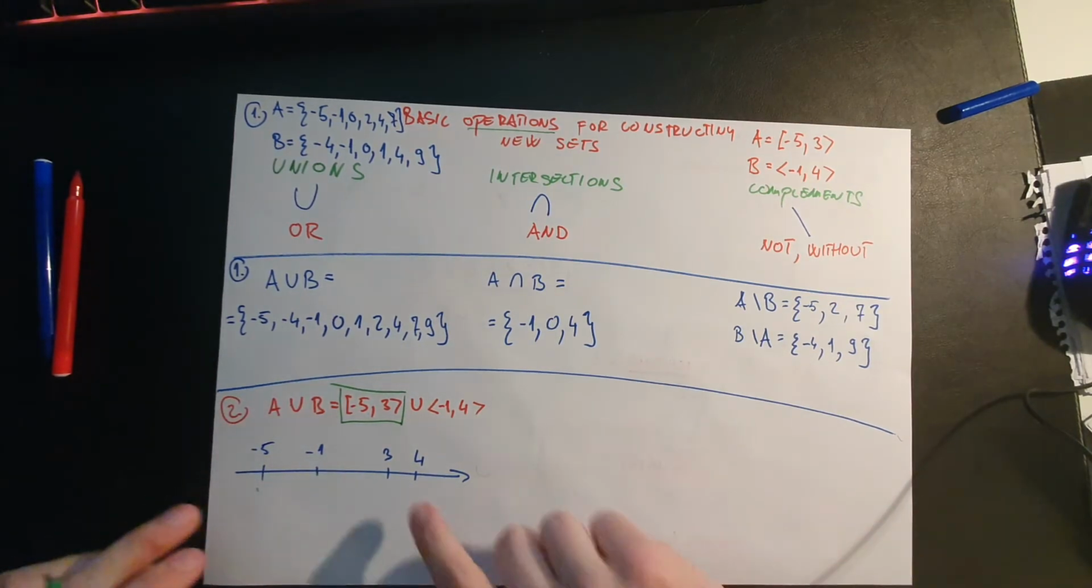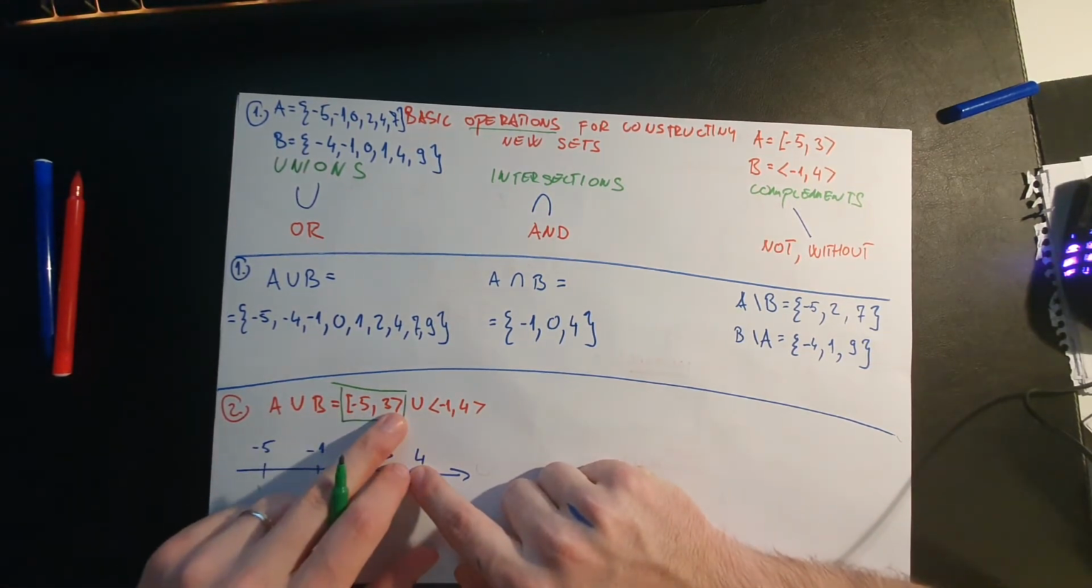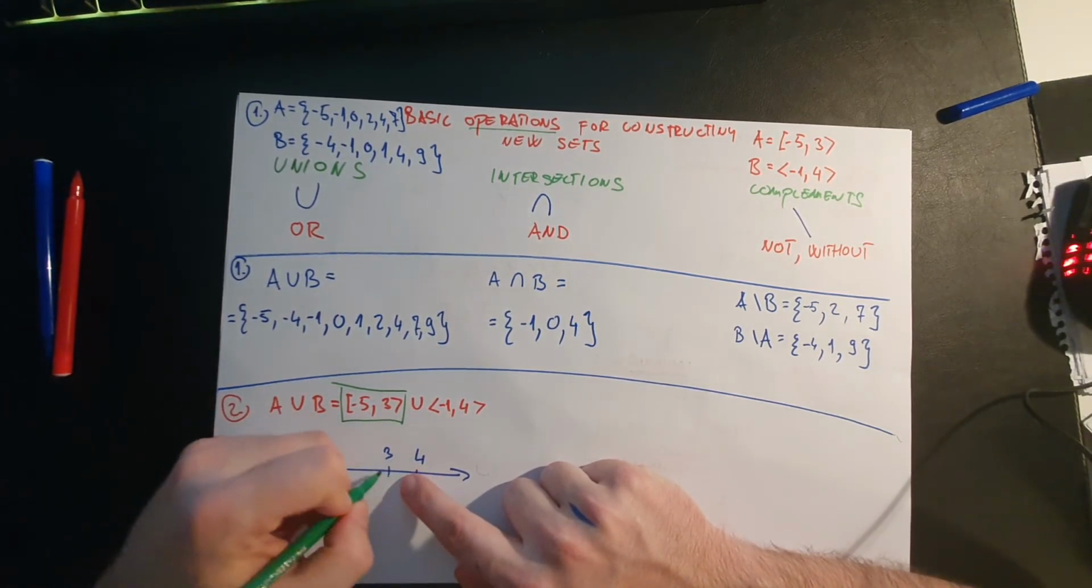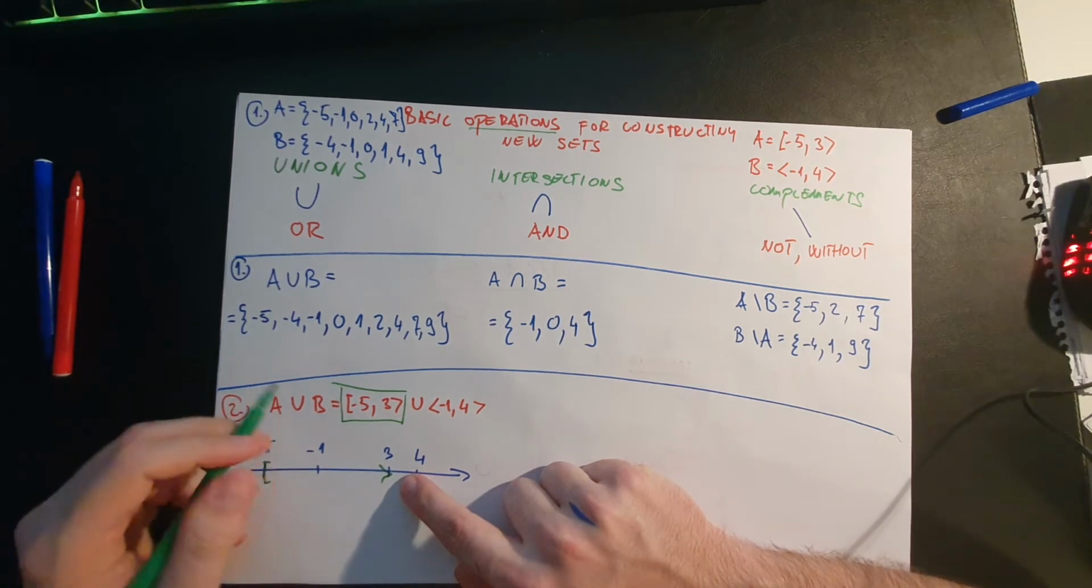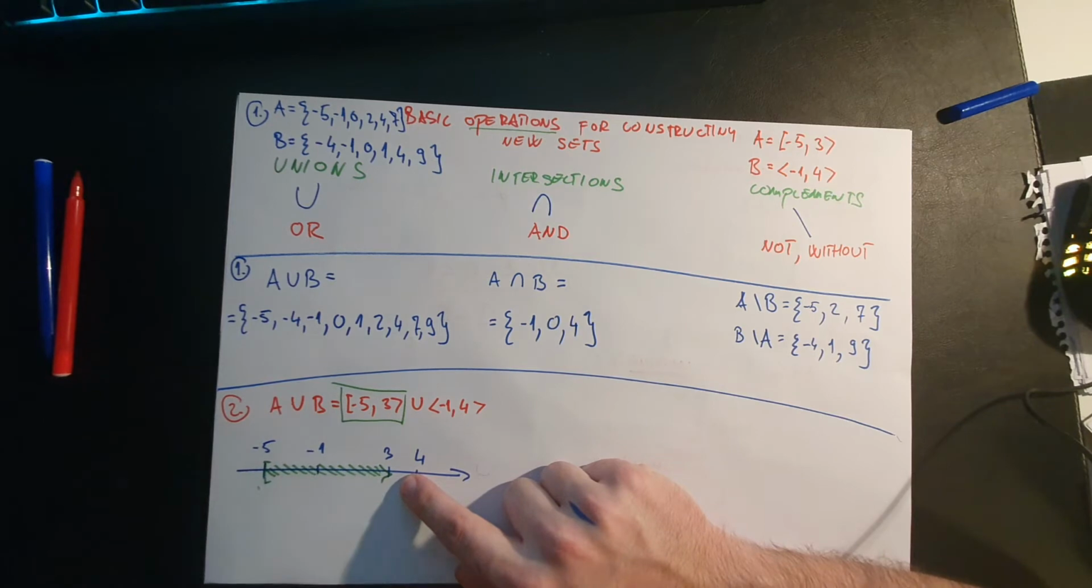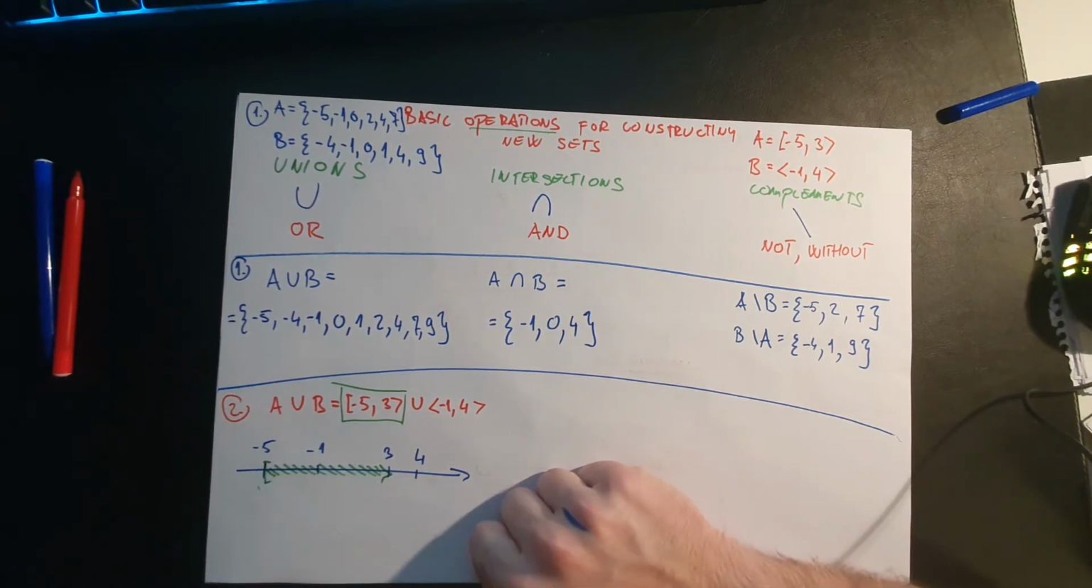Okay. So let me go through the first interval. Okay, so first interval is between -5 and 3. So -5 is included, I can apply the bracket. 3 is excluded, I can apply the bracket, and the set itself is all the numbers between these two. Okay, so this is the resulting interval.